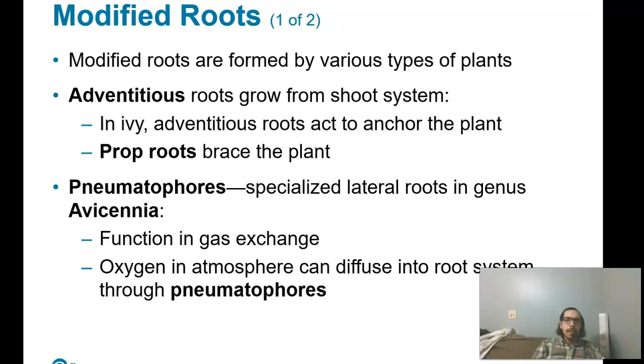And then you can see pneumatophores, which are specialized lateral roots in the genus Avicennia, and these function in gas exchange. So they take in oxygen, and it diffuses into the root system through these pneumatophores.